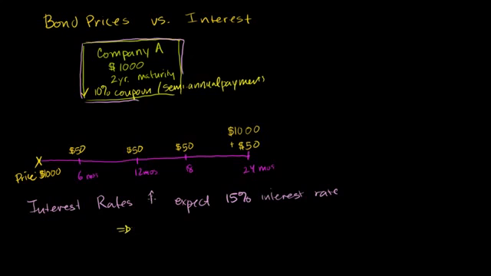If interest rates go up, someone willing to buy that bond will say, gee, this only gives a 10% coupon. That's not the 15% coupon I can get on the open market. I'm going to pay less than $1,000 for this bond. So the price will go down. Or you could essentially say that the bond would be trading at a discount to par.